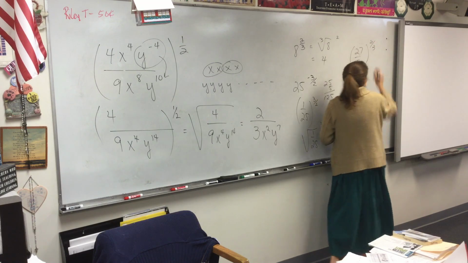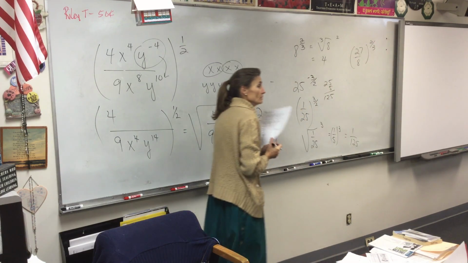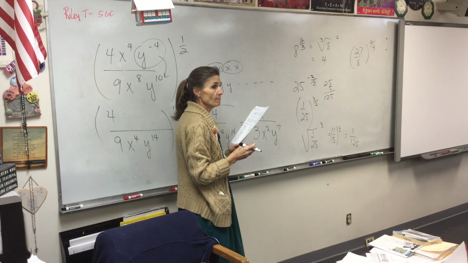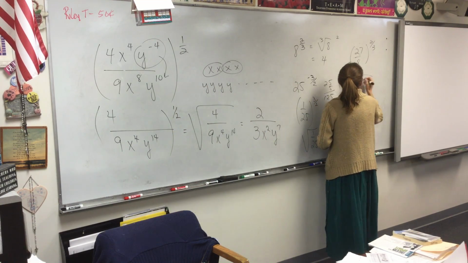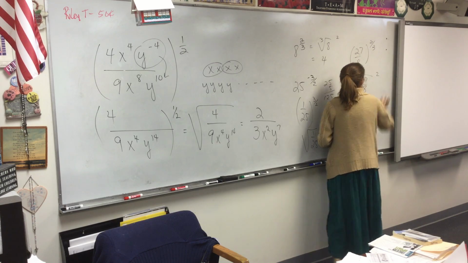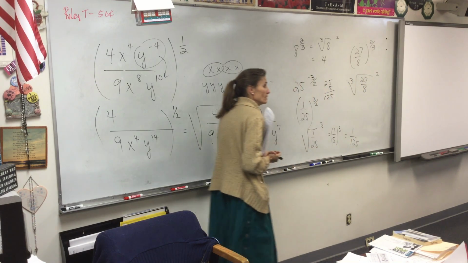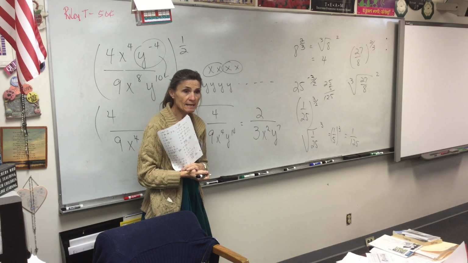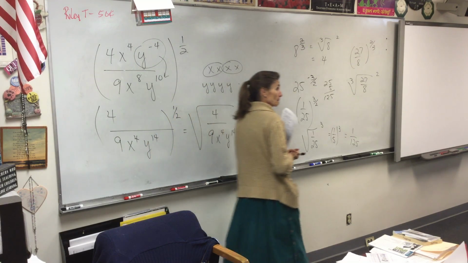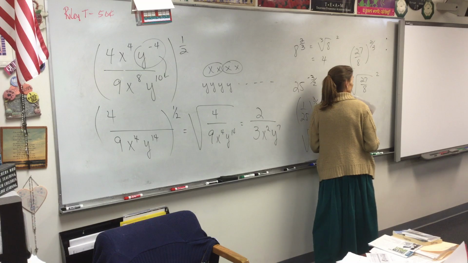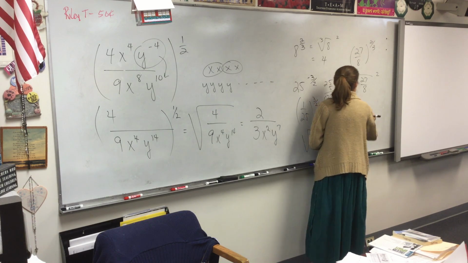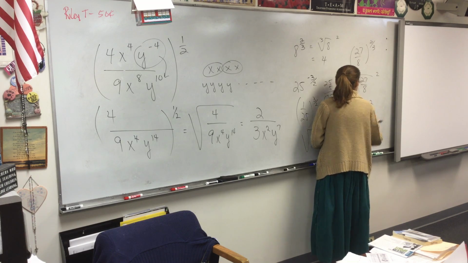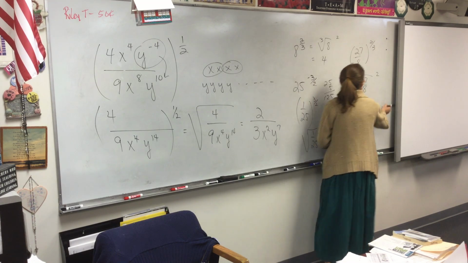27/8 to the 2/3. What does that mean? Cube root squared. Cube root of 27. 3. Cube root of 8. 2. Now square it. Be careful what you get. 9/4.